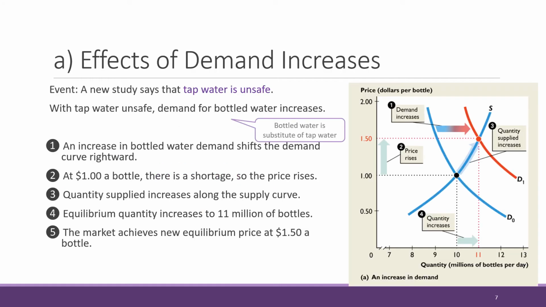Assuming that a new study has found that tap water is unsafe, this finding will reduce demand of tap water, and some of the consumers will increase demand of bottled water as substitution. An increase in bottled water demand shifts the demand curve rightward. At $1 a bottle, quantity demanded is greater than quantity supplied. This will increase price of bottled water. As a result, quantity supplied will increase until it is equal to new quantity demanded of 11 million bottles. The market achieved new equilibrium price at $1.50 per bottle.